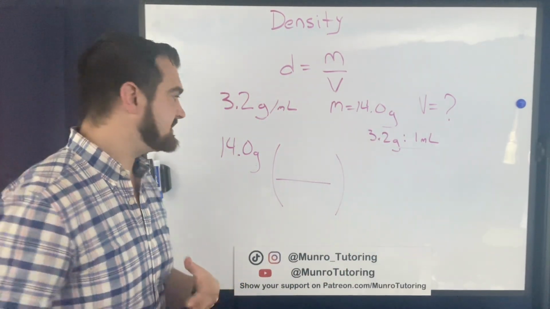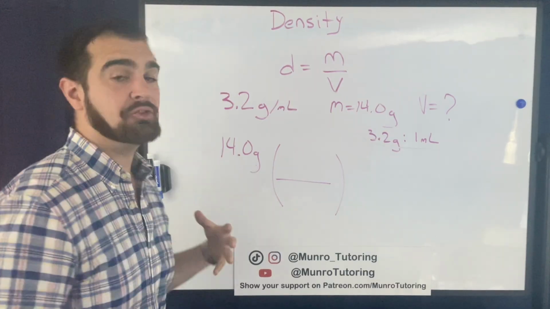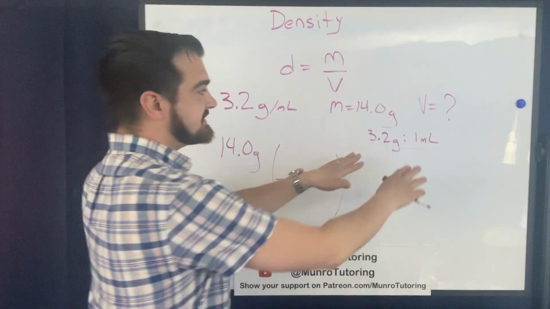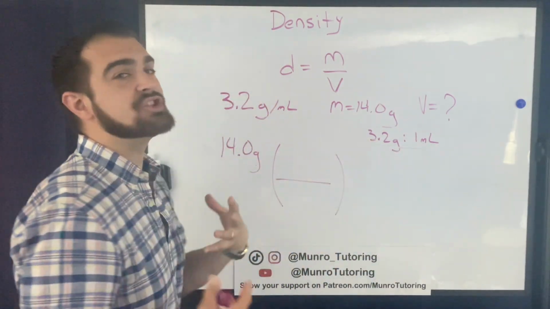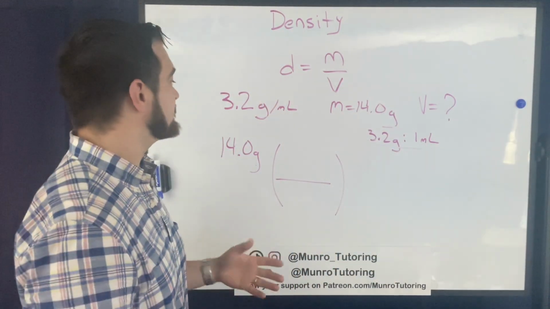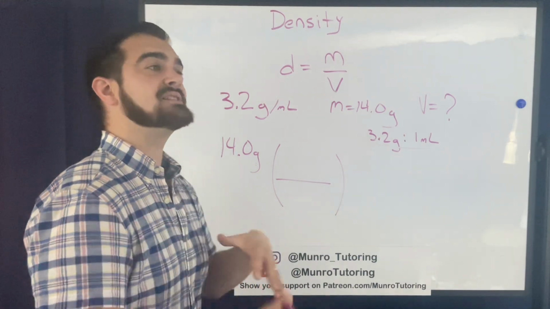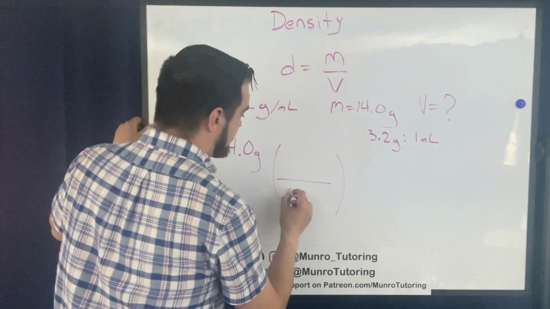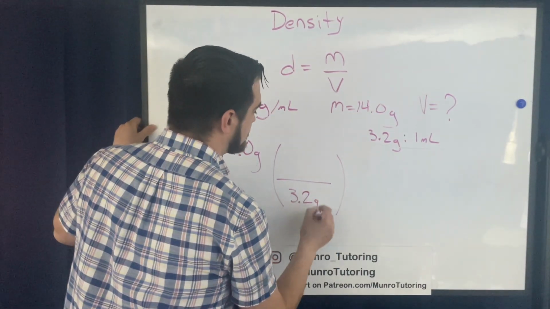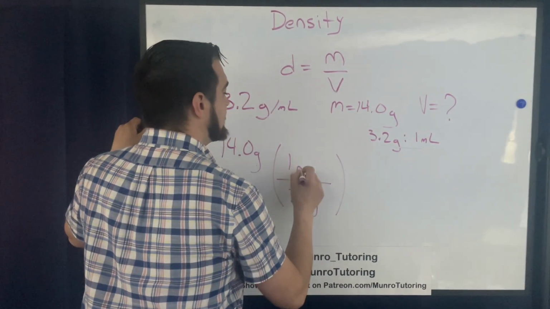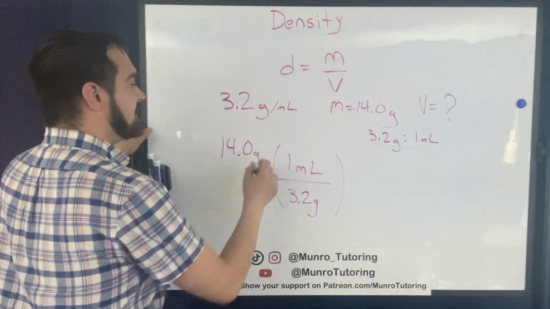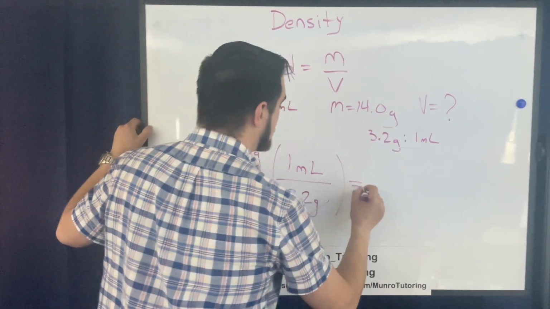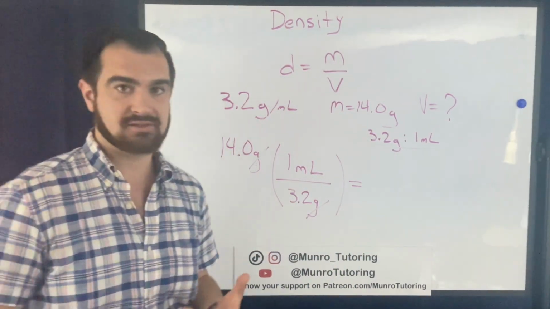And now the thing is, I have grams up here. I know I want to cancel grams, and I want a volume, which is milliliters. So I'm going to take this density and put it in whichever way makes sense in order to cancel out the grams, which means the only way to fill it in is to put the grams on the bottom. So I'm going to put the 3.2 grams down here and the 1 milliliter up here, and then grams up here, grams down there, cancel. And now my answer is going to be in milliliters.